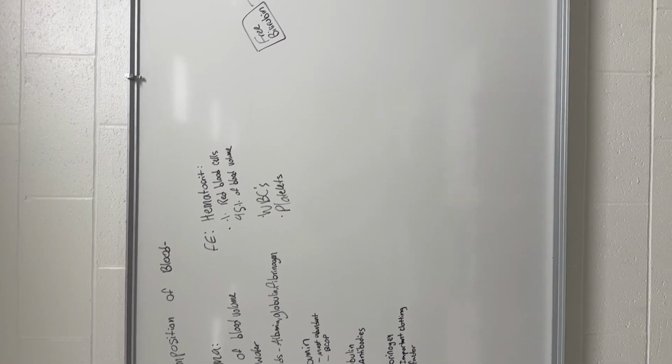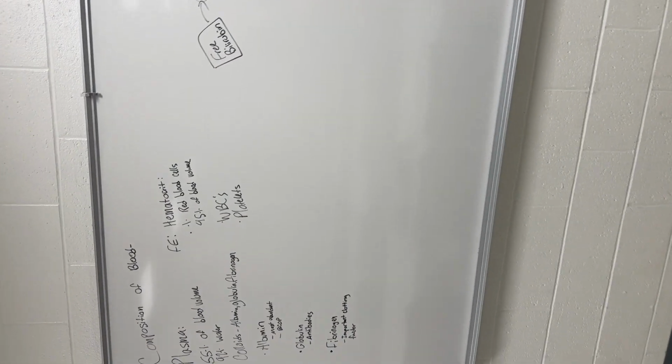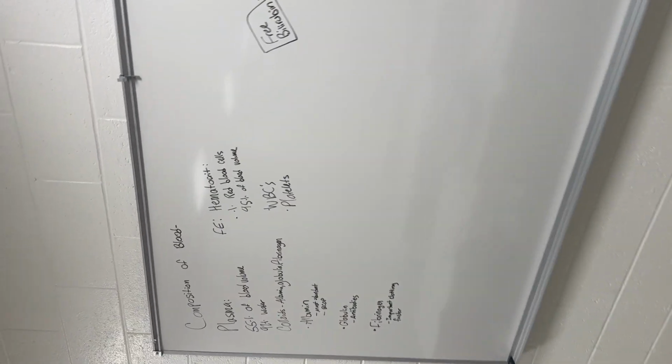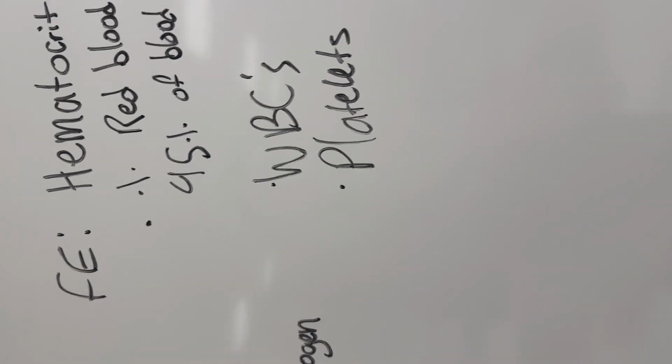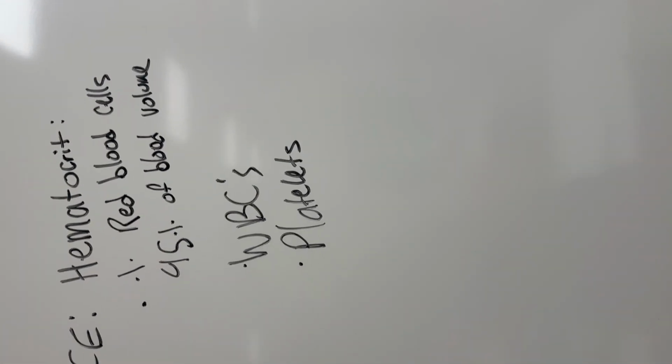So our formed element consists of red blood cells, white blood cells, and platelets. Our hematocrit is going to be the percentage of red blood cells that we're going to have there. And this is the other 45% of our blood volume, our formed element.